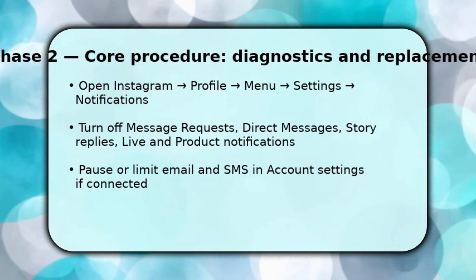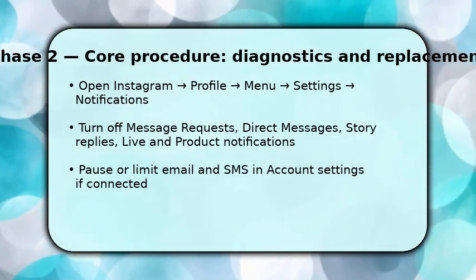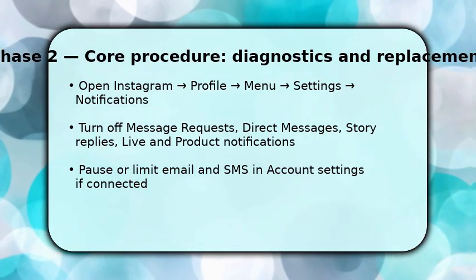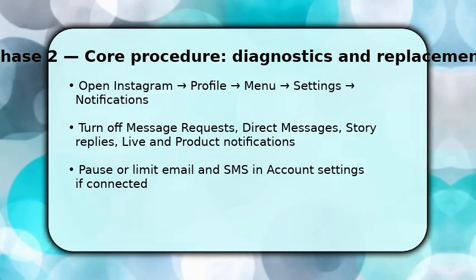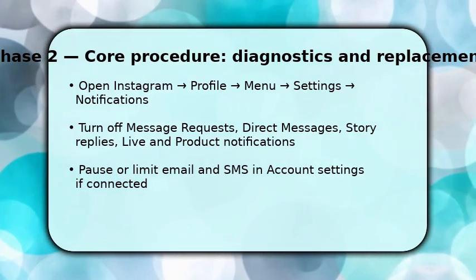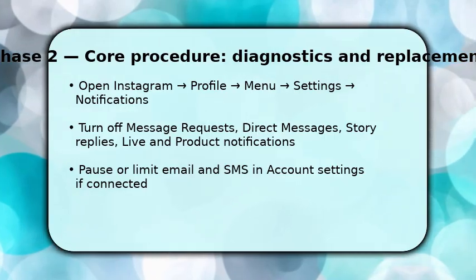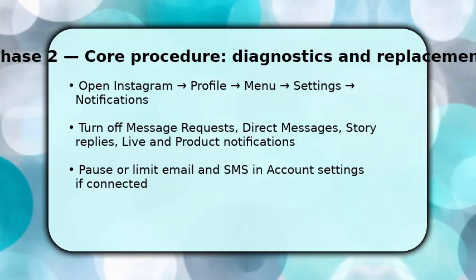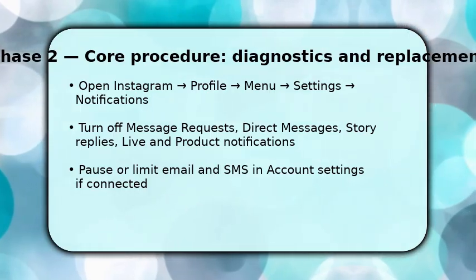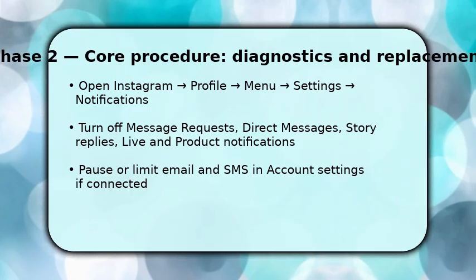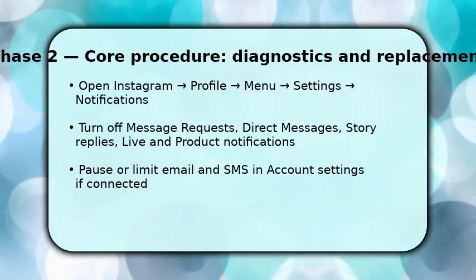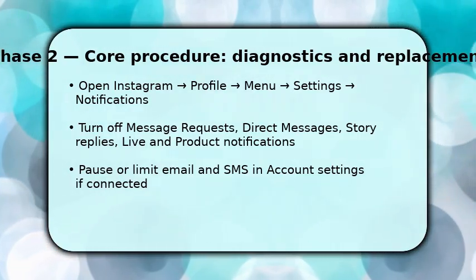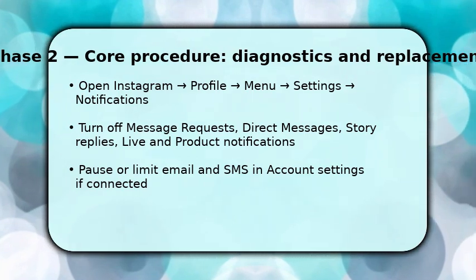Next, refine in-app alerts to cover any channels Instagram uses to reach you. Open Instagram, go to Profile, tap Menu, then Settings and Notifications. Turn off message requests, direct messages, story replies, live videos, and anything else you don't want to hear from. Also check account settings for linked email and SMS notifications and pause those. Once done, the app will stop pushing most internal notifications, even if system notifications are accidentally re-enabled.